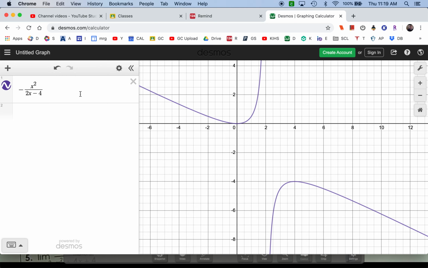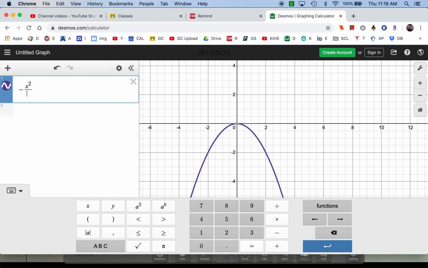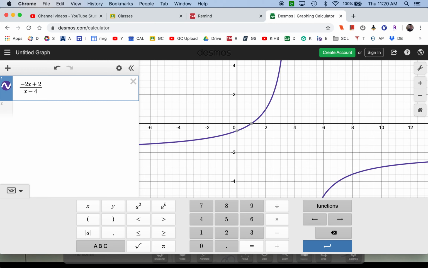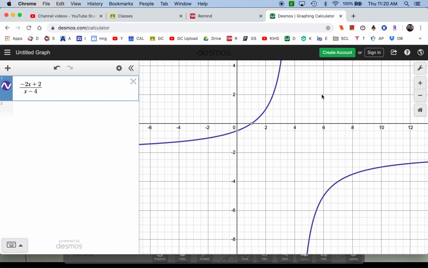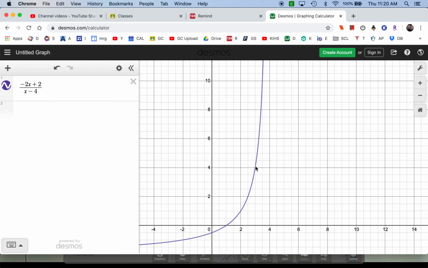All right, number 10, negative 2x plus 2, and then in the denominator, x subtract 4. So as x approaches 3 from the left. So if I look here, as x approaches 3 from the left, what's happening? In this question, I just want you to notice that 3 will actually give you an answer. It's at 4 where the asymptote is. So what's happening at 3?